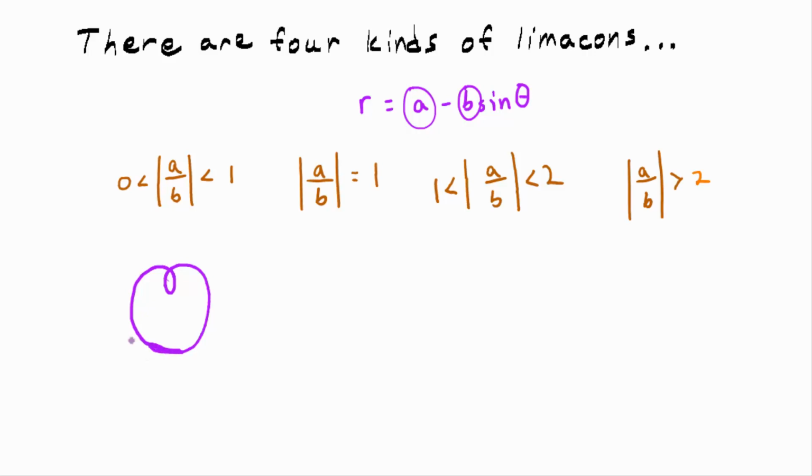But as that absolute value of A divided by B increases, the loop shrinks down. Eventually, it just becomes a cusp. And so this is called an inner loop Limacon, this first one. But if A divided by B gets bigger and it turns out to be exactly 1, if the absolute value of it is exactly 1, you actually do get a heart shape.